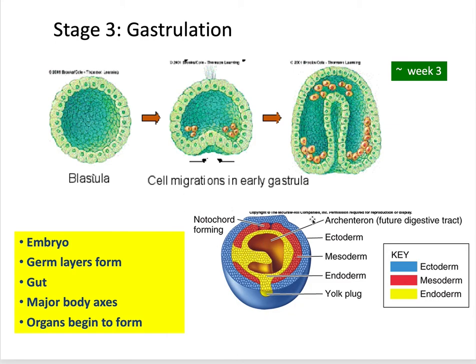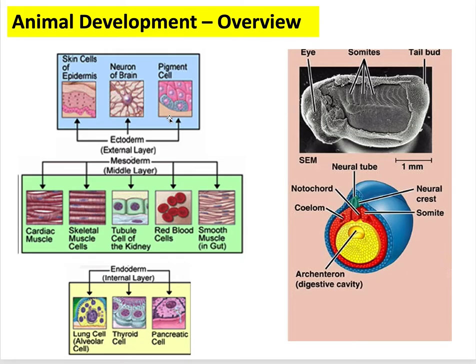Gastrulation, we already talked about this. This is an illustration of gastrula. The blastula produces gastrula through gastrulation. Neurulation, okay, and then animal development overview. So after the neurulation, we get something called organogenesis. And organogenesis generates all sorts of specialized structures like the muscles and the red blood cells and the lung cells and the thyroid cells, the pancreatic cells, etc.